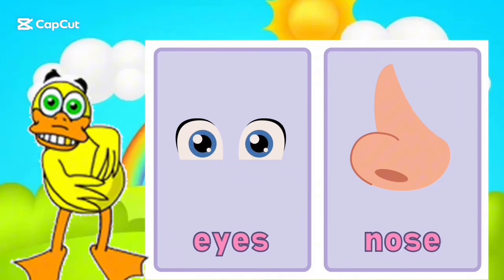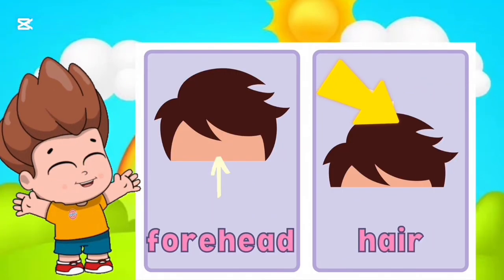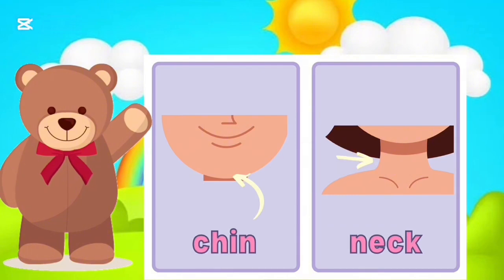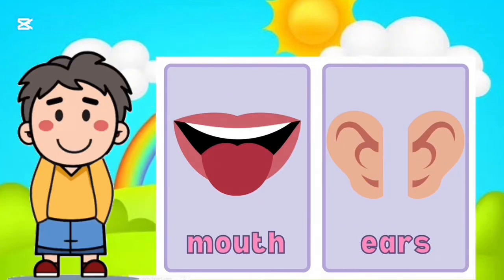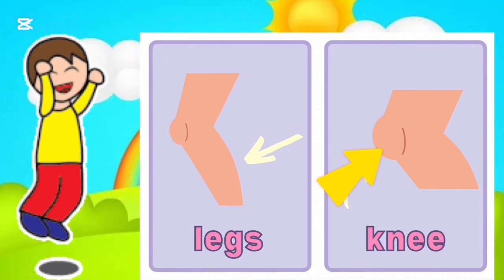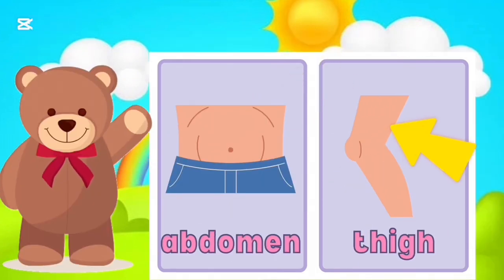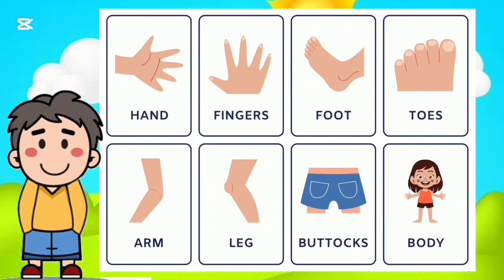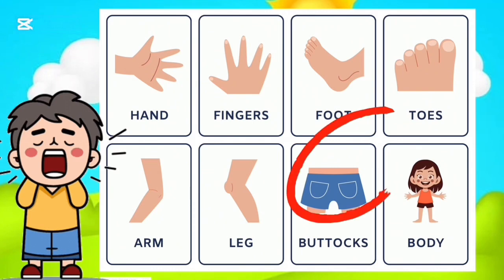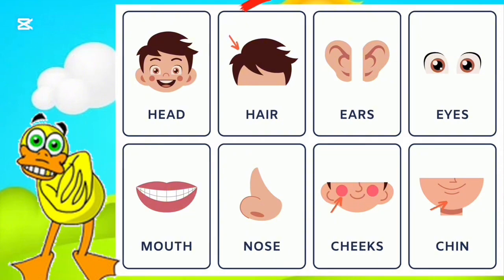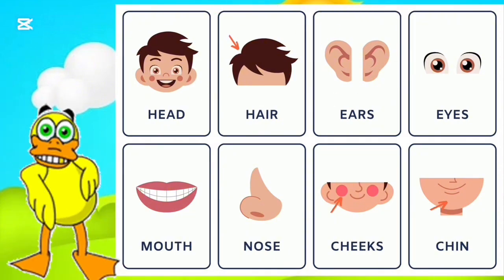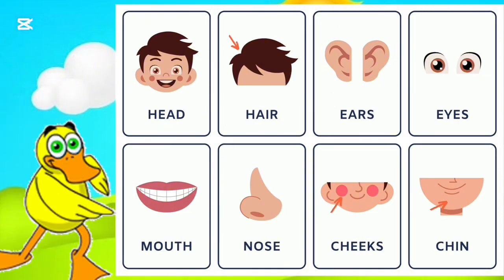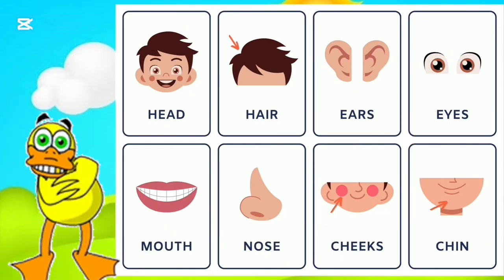Eyes, nose, forehead, hair, chin, neck, mouth, ears, legs, knee, abdomen, thigh, hand, fingers, foot, toes, arm, leg, buttocks, body, head, hair, ears, eyes, mouth, nose, cheeks, chin.